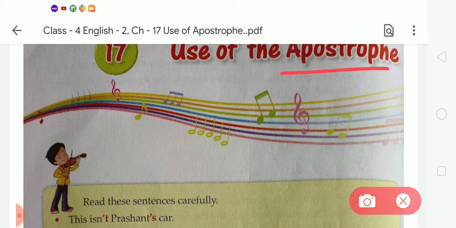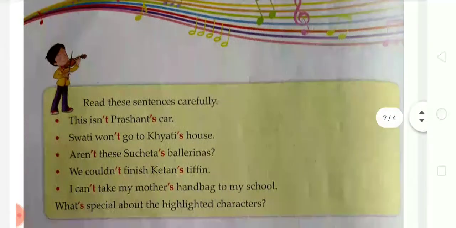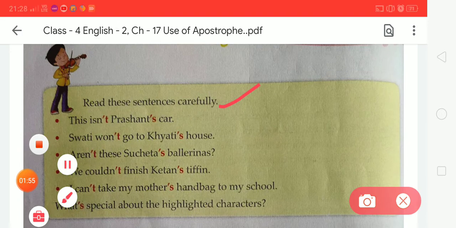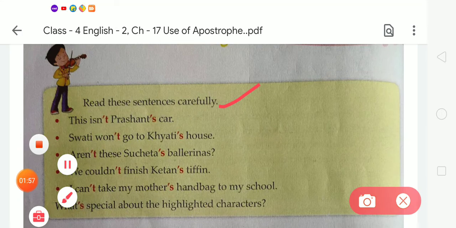We use the apostrophe to show position. And we use the apostrophe when we want to show that something belongs to someone. So student, here are some examples. First of all, read these sentences carefully. Let's read this sentence.